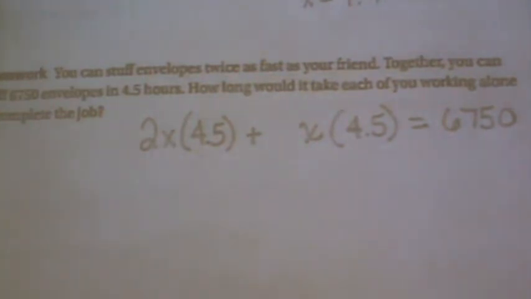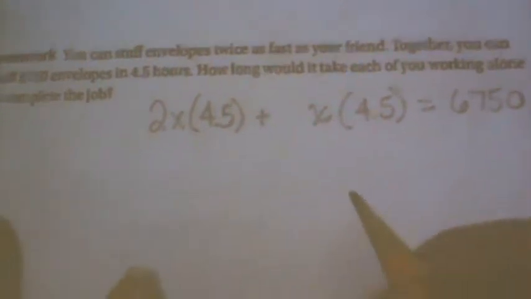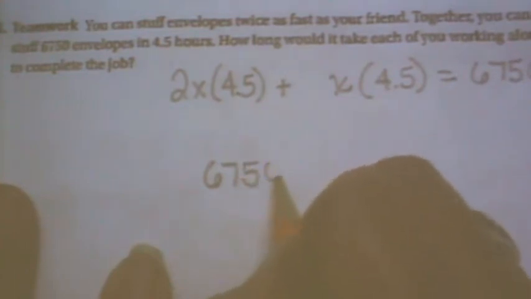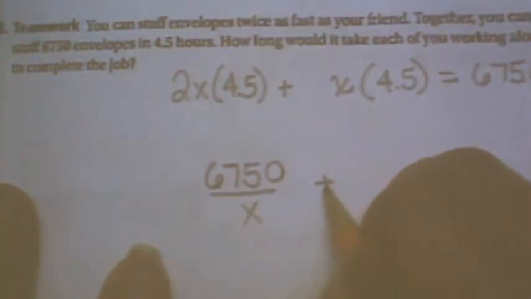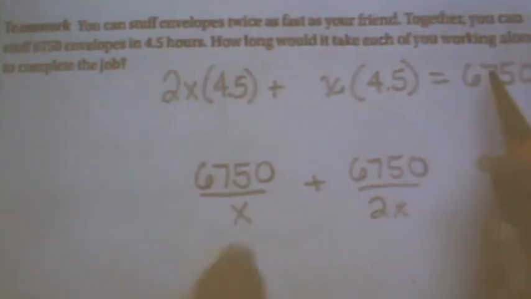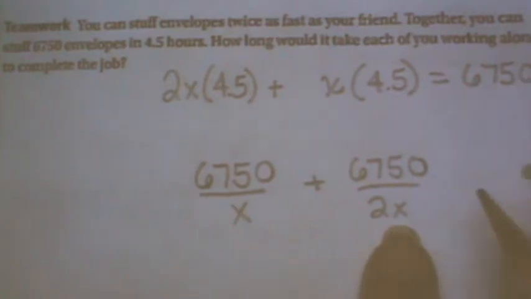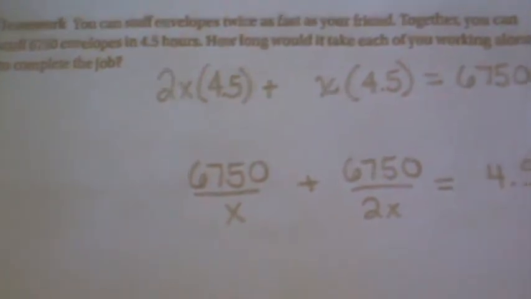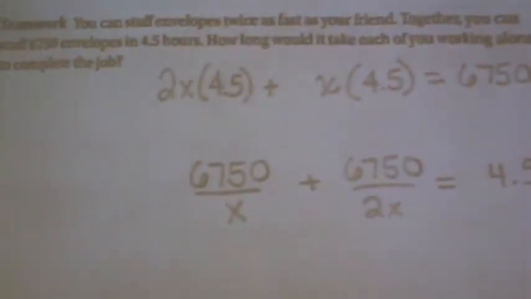Okay? The other way you can look at this problem is 6750 over x plus 6750 over 2x. One takes x long, and the other one does the job twice as long. And then you've got 4.5 hours. So you could do this problem either way. You're gonna solve for x.